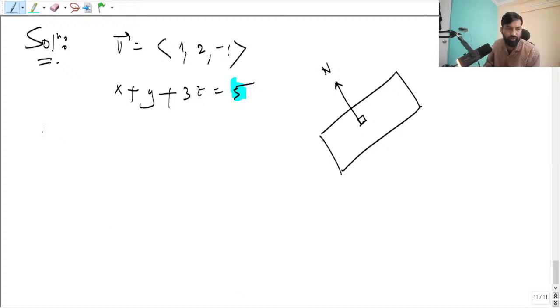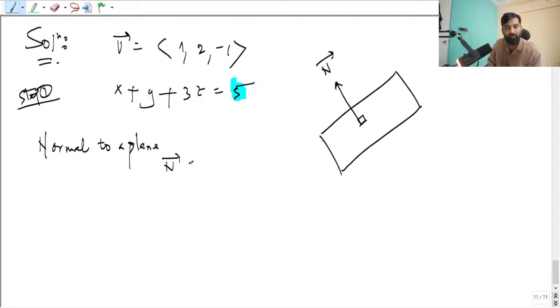So step number 1: the normal to a plane, the normal vector is going to be what? In terms of components, that is 1, 1 and 3, as we know by the shortcut. We don't have to derive it, we can write it directly by inspection. Take the coefficients of x, y, z, and that is going to be perpendicular to the plane.